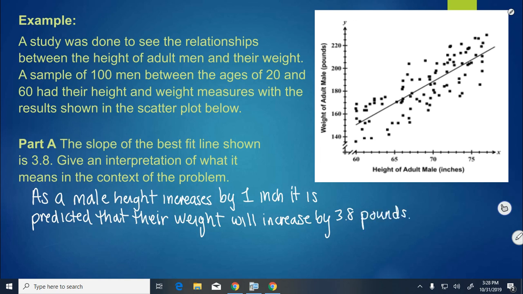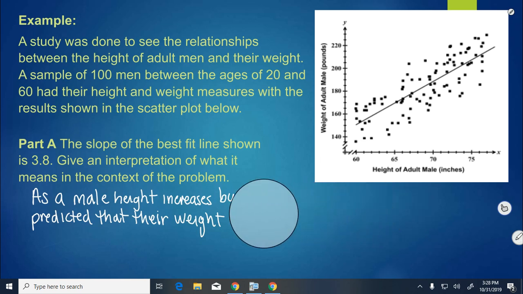So again, always remember that slope is like a rate. It's the rate of increase or the rate of decrease. So in this case, it's the rate of increase in weight as height also increases. All right, so let's see what else is expected here.